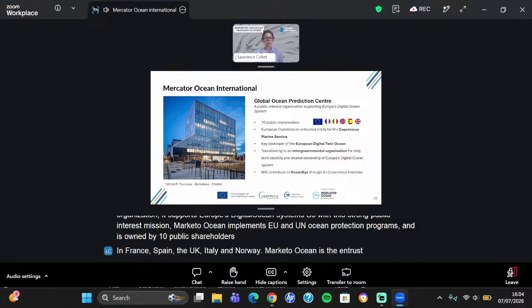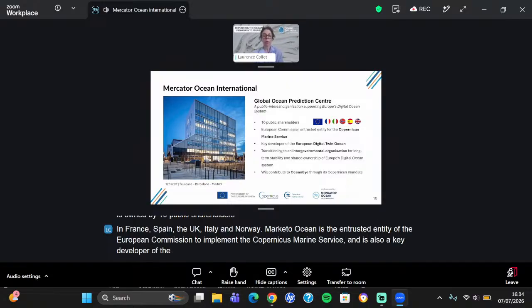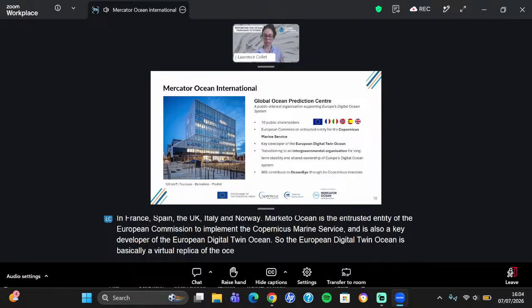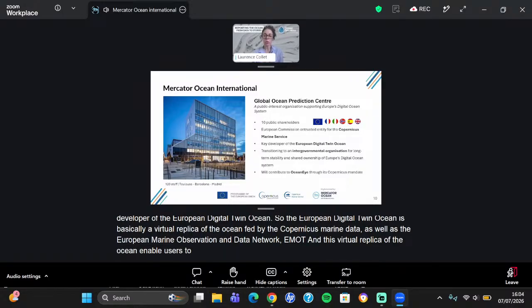Mercator Ocean is the entrusted entity of the European Commission to implement the Copernicus Marine Service and is also a key developer of the European Digital Twin Ocean. So the European Digital Twin Ocean is basically a virtual replica of the ocean fed by the Copernicus Marine data, as well as the European Marine Observation and Data Network, EMODnet. And this virtual replica of the ocean enables users to develop applications and simulations on this virtual ocean.